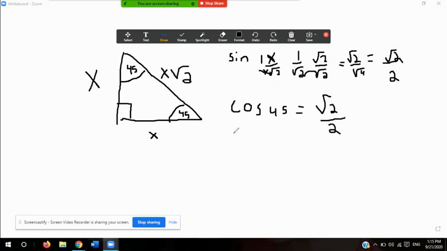And to find the tangent, well, it's opposite over adjacent. So that would mean x over x, which equals 1. So the tangent of 45 degrees equals 1.